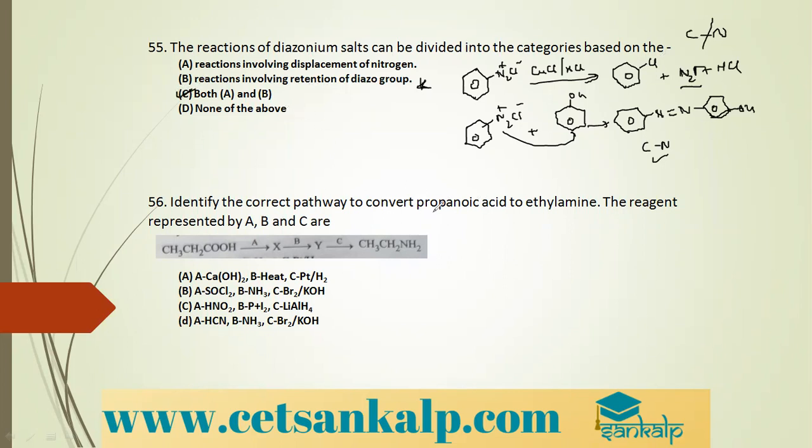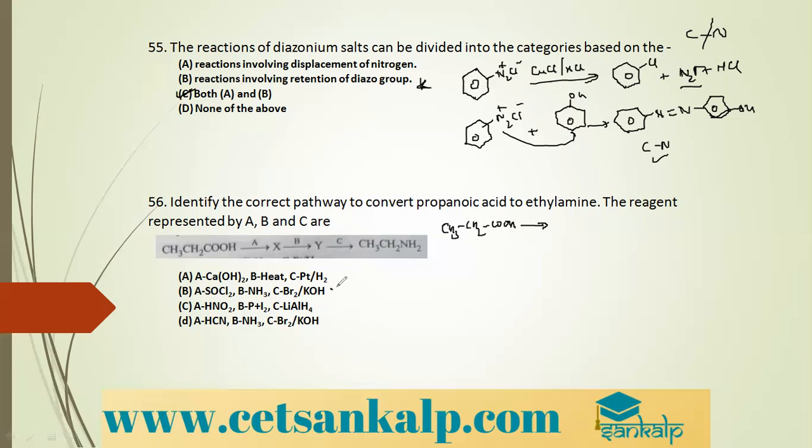Identify the correct pathway to convert propanoic acid to ethylamine. So propanoic acid we have CH3, CH2, COOH. What you need to do, you want to convert it to ethylamine. That means there should be one carbon less. So I have something here, ethylamine. Here I should get amide, right? If I get amide here, I can carry out Hofmann bromamide degradation.